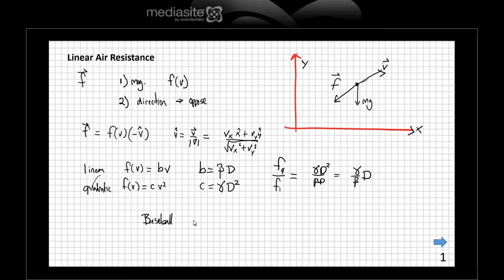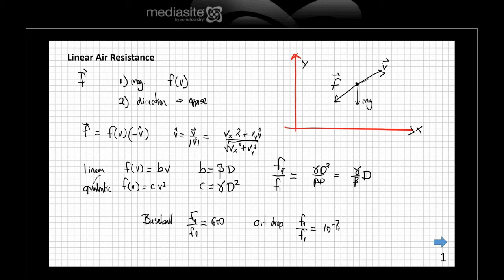Just sticking in the numbers, you can see that the ratio of the two is on the order of 600. So that means that the quadratic air resistance is 600 times stronger than the linear. If I have a raindrop or an oil drop, this ratio happens to be on the order of 10 to the minus 7. That means you can totally ignore the quadratic term. It's only linear air resistance.